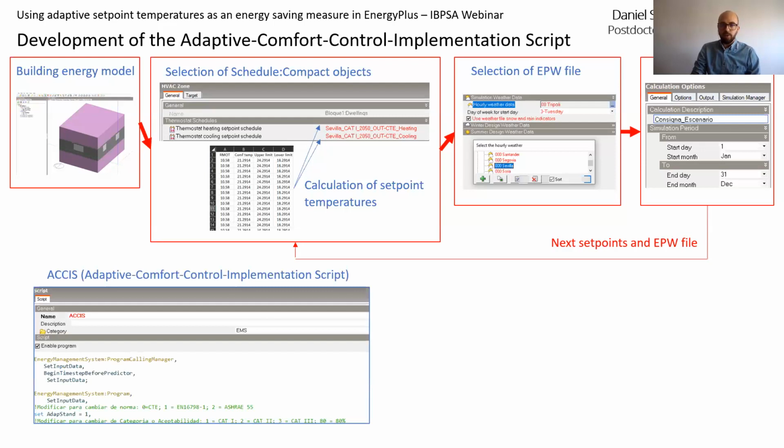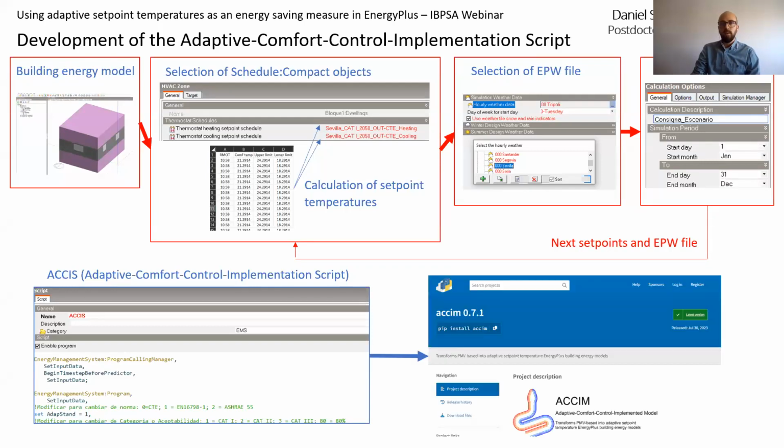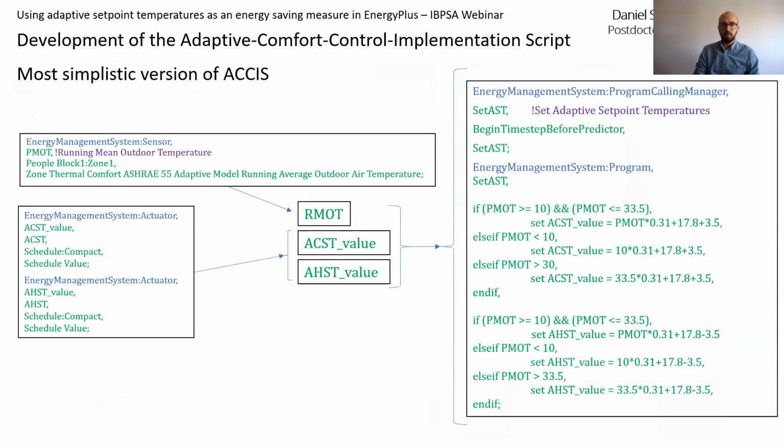Therefore, in order to automate the whole process, I developed a script for energy management system called ACCIS, which stands for Adaptive Comfort Control Implementation Script, and later a Python package called ACCIM after the framework to implement ACCIS. So this is the most simplistic version of ACCIS.